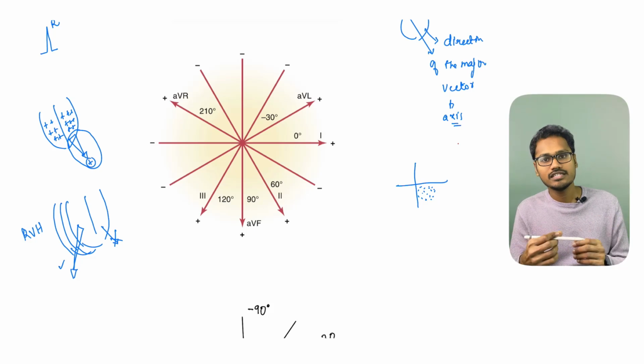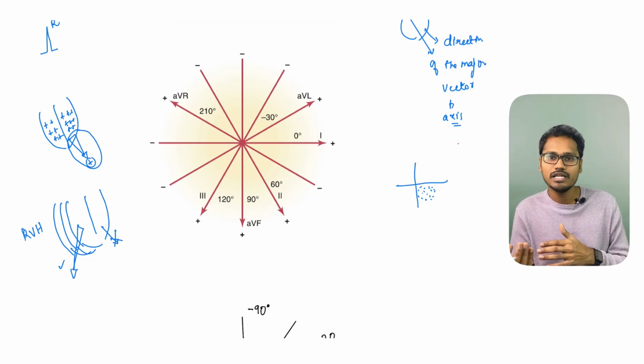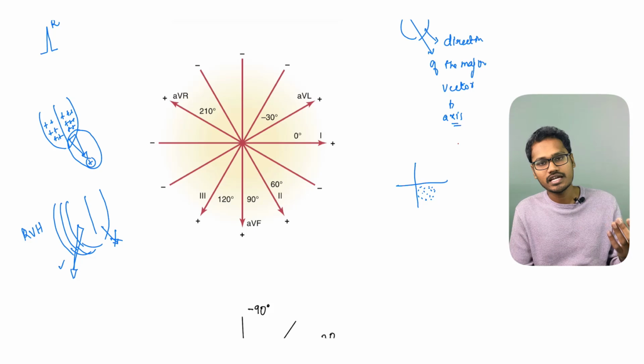Can we identify this in the ECG? Yes, we can identify this in the ECG. Without looking at the echocardiogram or anything, we can just identify it in the ECG, and sometimes we will be able to comment whether the patient has right ventricular hypertrophy or left ventricular hypertrophy. So that is the importance and the purpose of the axis.